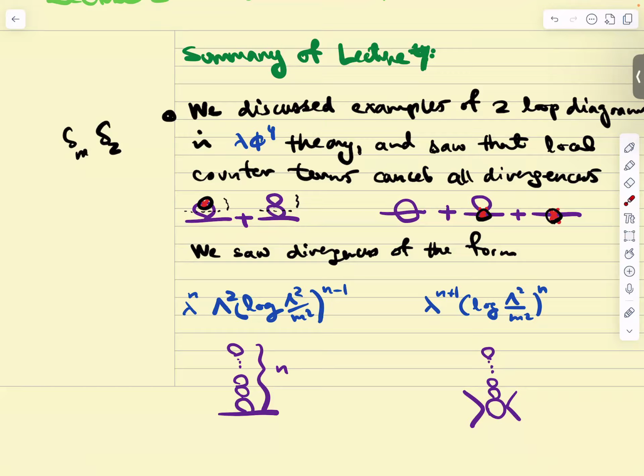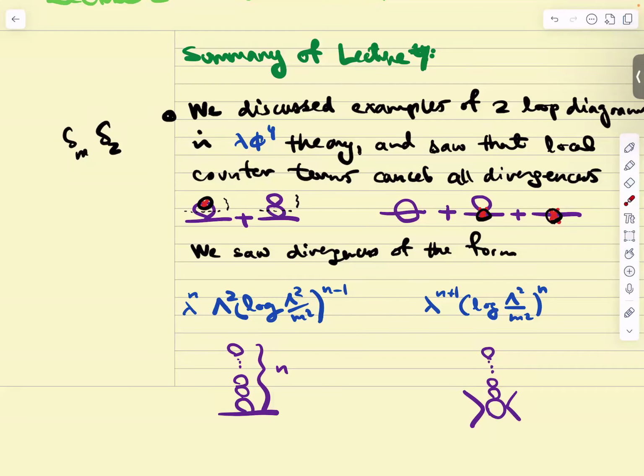Is it lambda squared log lambda squared, right? Because you had two integrals. One of them was k1, the other one was k2, right? There are three propagators and two integrals. Good. There are three propagators, two integrals.